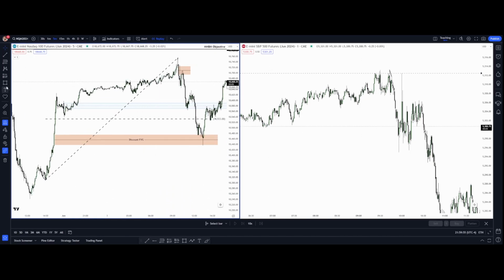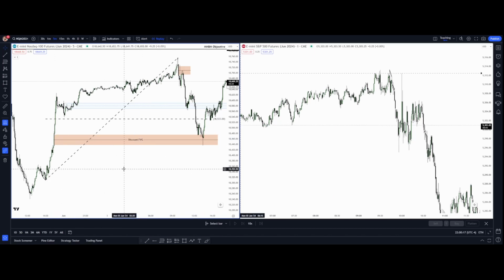But it doesn't really matter, because if it used the upper fair value gap here, you would have had the 1-minute or lower time frame reversal there. So it doesn't really matter which one you utilize.